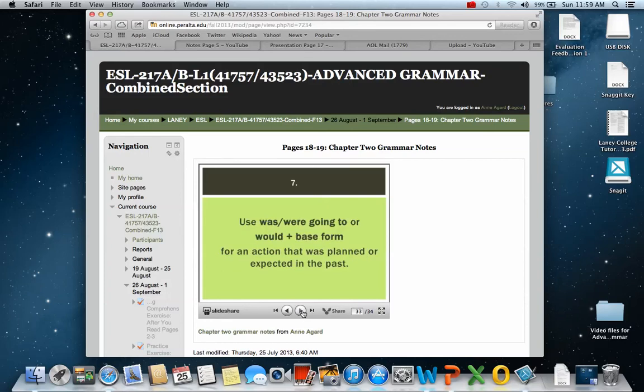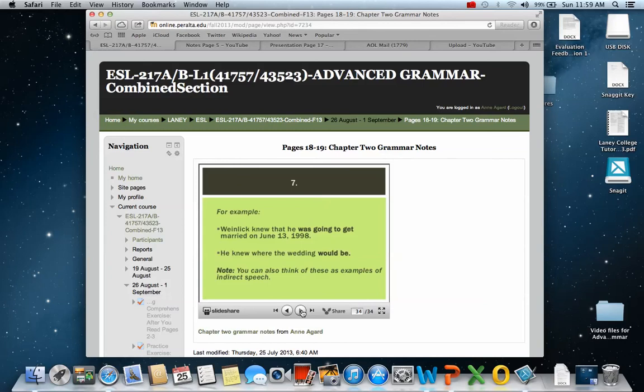Okay, use was, were going to, or would plus the base form. This is for an action that was planned or expected in the past. We talked before about how thinking of it as indirect speech is sometimes more useful. For example, Weinlich knew that he was going to get married. Okay, the knew, he was expecting something that was going to happen later, but this action was still in the past. So we've got two things in the past. First this thing, then this thing.